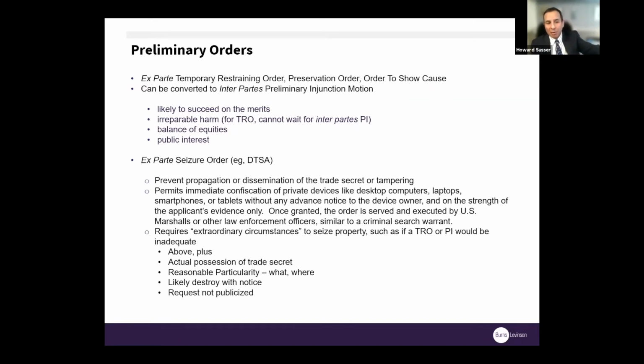So you have to prove the above four factors, and then you have to show that they have the trade secret, and you have to give reasonable particularity of what it is, whether it's on a thumb drive or on a laptop. This is vital, this is the crown jewels, this guy travels to Europe all the time, and that she would likely destroy this once there's notice. Even with the TRO, he or she would not honor the TRO and would destroy the evidence, so there would be no proof.